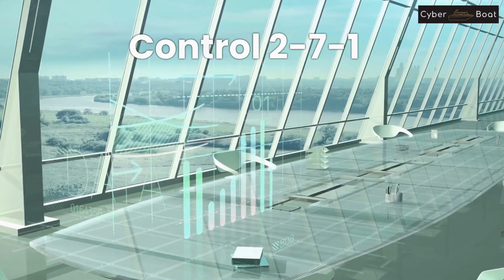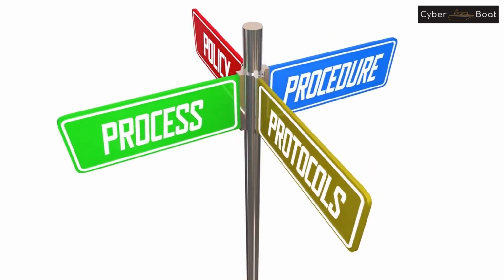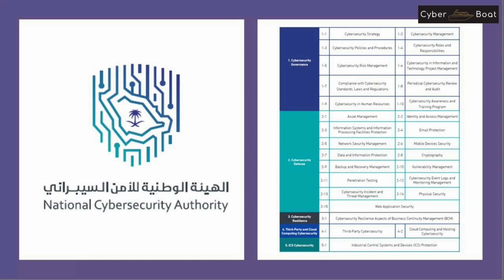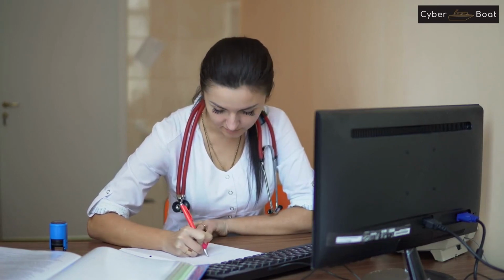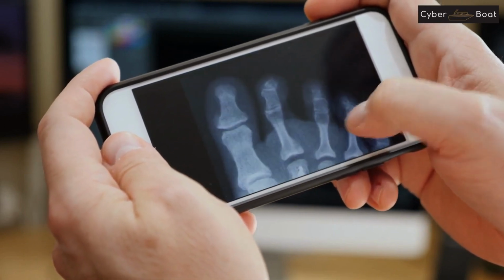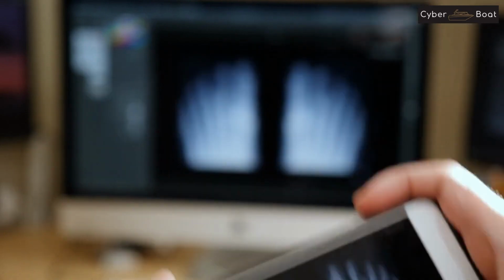Control 2.7.1 is focused on ensuring that the organization has clear and defined policies and procedures in place for protecting and handling data and information. This includes making sure that the policies and procedures align with any relevant laws and regulations. For example, let's say a healthcare organization handles patient data. In this case, they would need to ensure that their policies and procedures for protecting and handling patient data align with laws such as the Health Insurance Portability and Accountability Act, HIPAA. This might include things like implementing strict access controls, regularly monitoring for breaches, and having a plan in place for responding to a data breach.